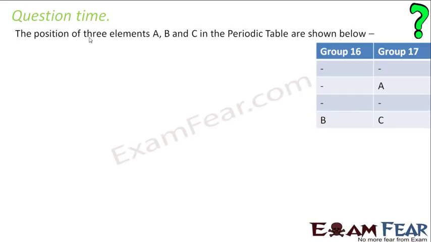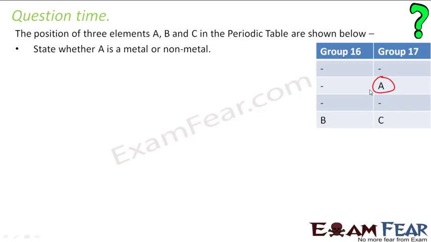The positions of 3 elements A, B, C in the periodic table are given below. They are in group 16, group 17. State whether A is a metal or non-metal. You can see that group 17 elements are all non-metals, right? So A is a non-metal. That is confirmed. A is a non-metal.